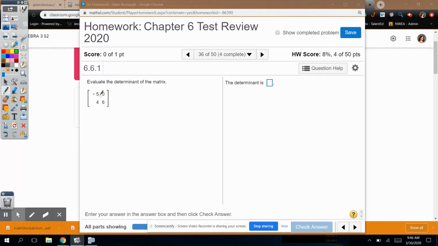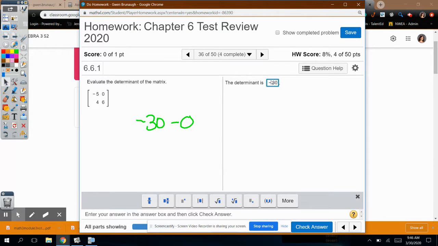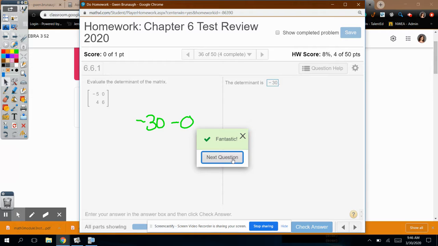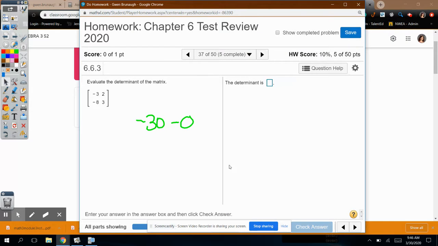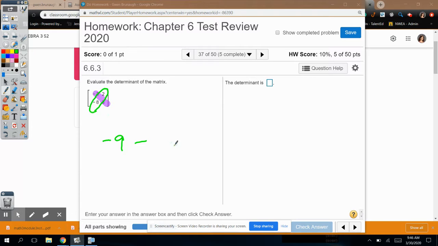So I have AD, so it's -30 minus 0. So that's just going to be -30. It would be way quicker to do this by hand. Okay. On this one, when I multiply A times D right here, that's going to be -9 minus -16. It should be 7.